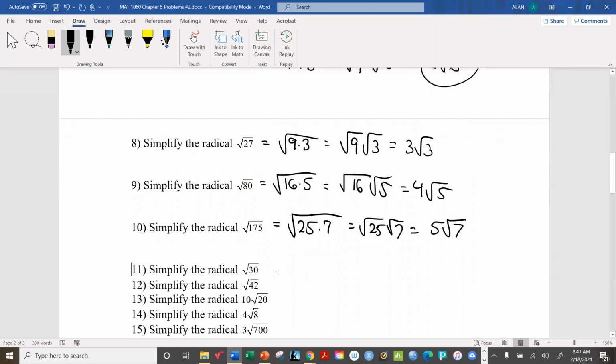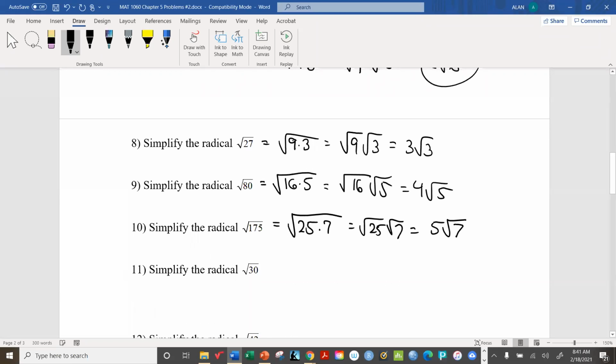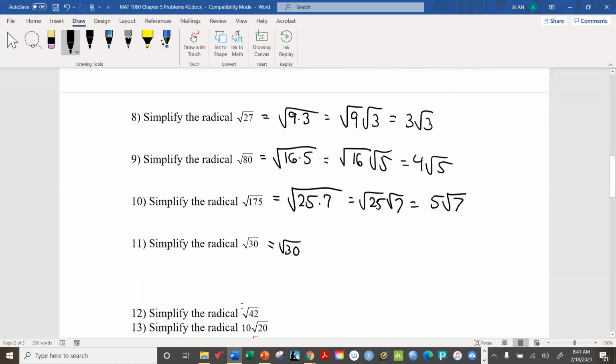Now, how about 30? Well, 30, unfortunately, you can write out all the factors that you like: 1 and 30, 2 and 15, 3 and 10, but there are no perfect squares in there. So the answer here is that you just leave it at the square root of 30 and you're done. There's nothing else you can do.